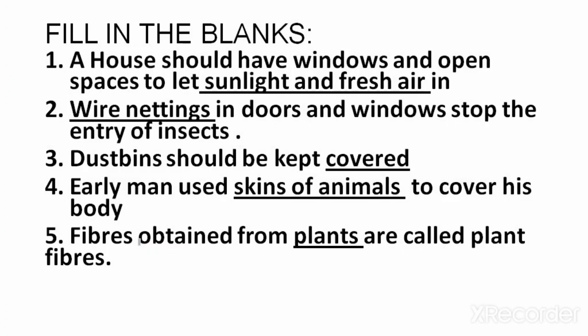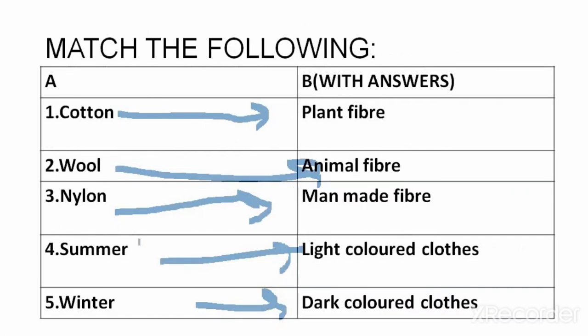Fourth one, early man used skins of animals to cover his body. Fibres obtained from plants are called plant fibres. Cotton, plant fibre. Wool, animal fibre. Nylon, man-made fibre. Summer, light coloured clothes. Winter, dark coloured clothes.